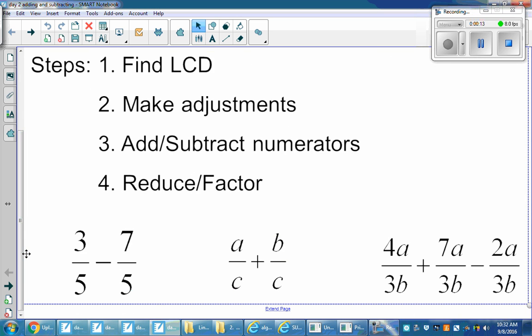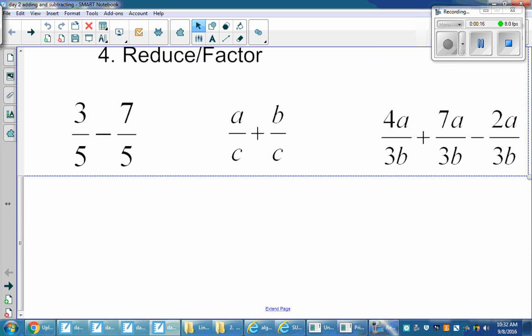Now, the first few examples down here at the bottom are fractions where we have a common denominator. If you have a common denominator, you're essentially going to combine like terms in the numerator and then look to reduce your fraction. Our first example is 3 over 5 minus 7 over 5.